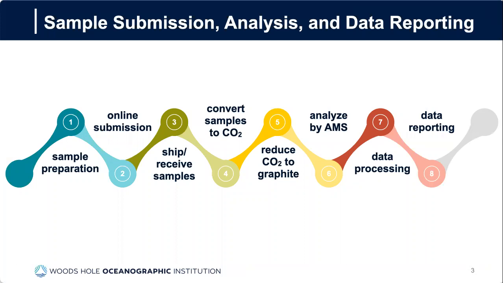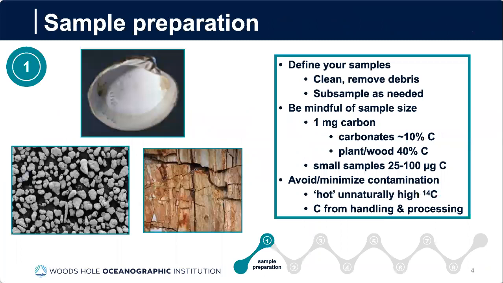The first step of the process is for you or the outside client to prepare your samples. It's important to define your samples. And by this, we mean both making sure they are clean and free from any debris from collection or sampling that is not part of the material that you're interested in dating. And also, if the sample is large, be sure to subsample as needed, just as you might isolate or pick specific forams for a large shell or piece of wood. For example, you should clearly identify and subsample which part of these larger items you want analyzed.